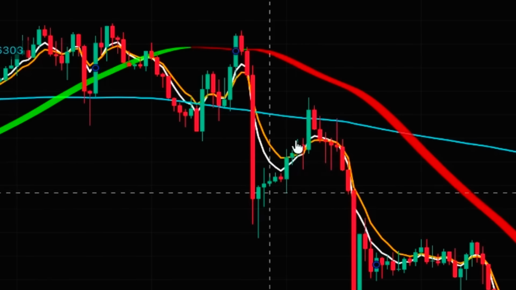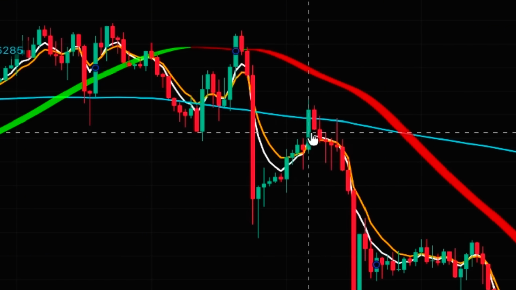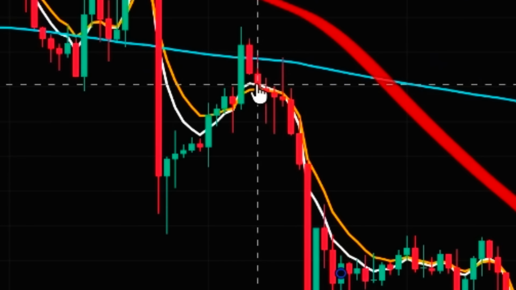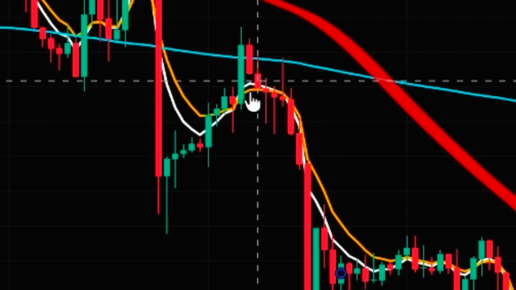For identifying the pullback, the orange line and the white line can also give us the signal. In this situation, the white line goes above the orange line. This is a signal that a pullback is forming on the chart. In the next step, we want a signal that shows end of the pullback.